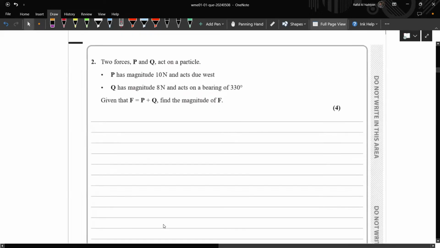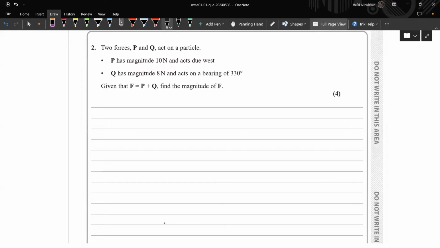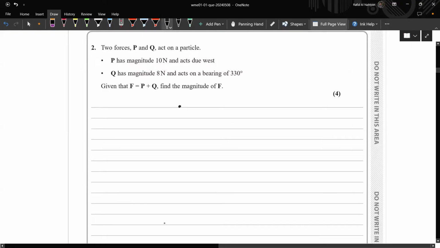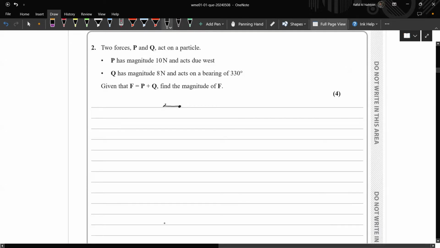It says that two forces P and Q act on a particle. P has magnitude 10 Newton and acts due west. Okay, so let's consider this to be the particle, and we have a force P that acts due west. So west is to the left here, and it has a magnitude of 10 Newton. And Q has magnitude 8 Newton and acts on a bearing of 330.